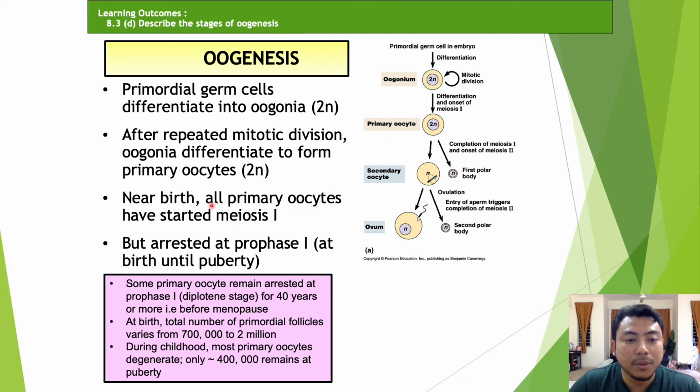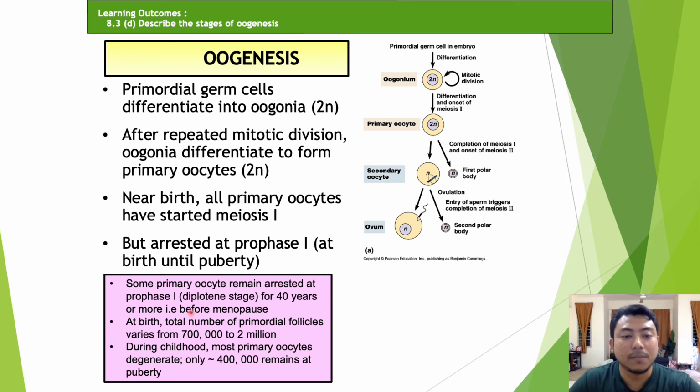So near birth, maknanya baru nak dilahirkan, baru all primary oocytes have started meiosis 1. Maknanya baru dia nak lahir itulah, baby tu nak lahir. Bukan baby yang bakal dihasilkan tau. Ni perjalanan cerita proses oogenesis ni yang akan dialami oleh perempuan tersebut start daripada sebelum dia lahir lagi. Ni maknanya baby perempuan ni baru dah lahir, tapi proses oogenesis dia dah bermula dah. So itu maksud dia kat sini. Near birth, all primary oocytes have started meiosis 1 but arrested at prophase 1 at birth until puberty. Bila puberty baru dia sambung kerja tu balik.